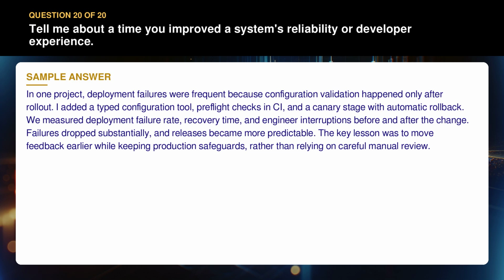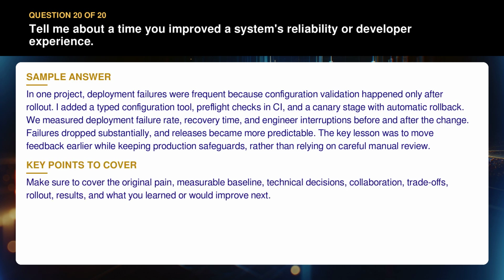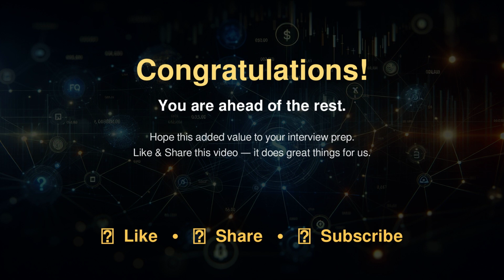The key lesson was to move feedback earlier while keeping production safeguards, rather than relying on careful manual review. Make sure to cover the original pain, measurable baseline, technical decisions, collaboration, trade-offs, rollout, results, and what you learned or would improve next.